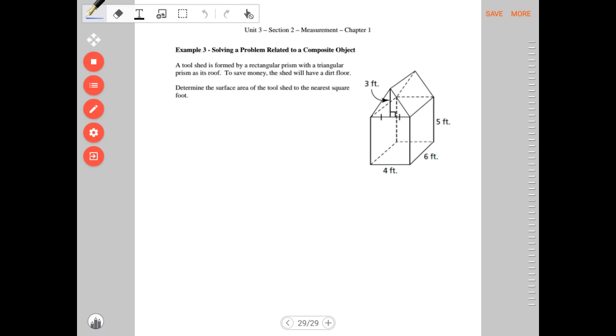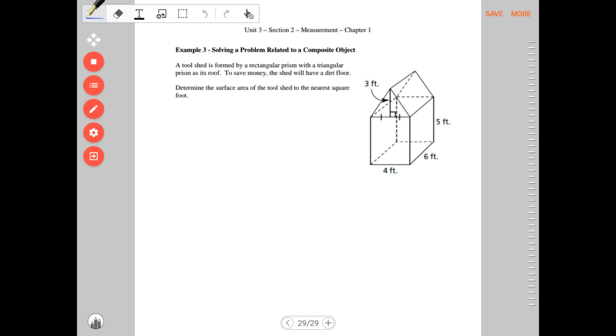Awesome. Example 3, solving a problem related to a composite object. A tool shed is formed by a rectangular prism with a triangular prism as its roof. To save money, the shed will have a dirt floor. Determine the surface area of the tool shed to the nearest square foot. So because we have a dirt floor, we do not include the area of the base. We're not building that. It's not figuring into the cost of our shed.